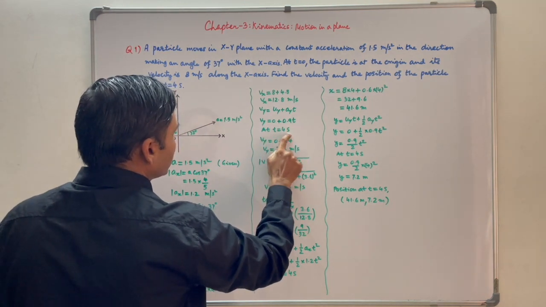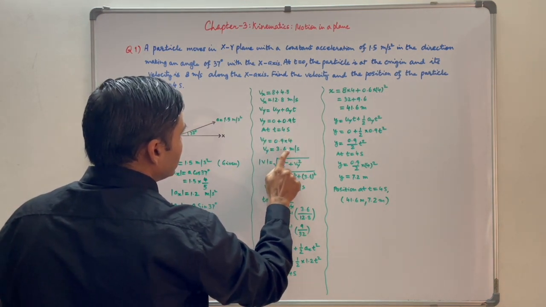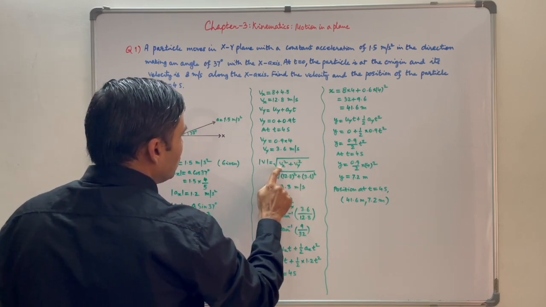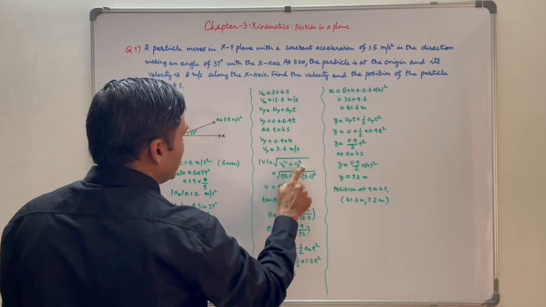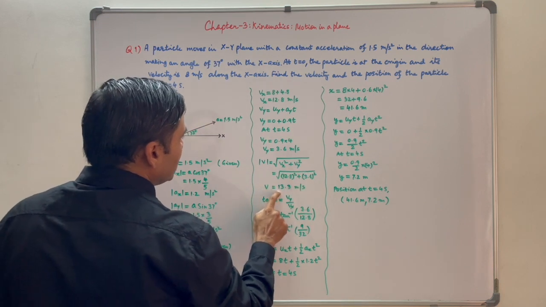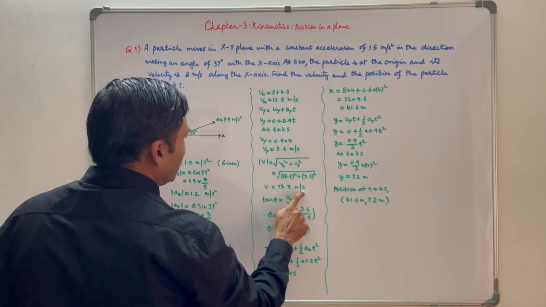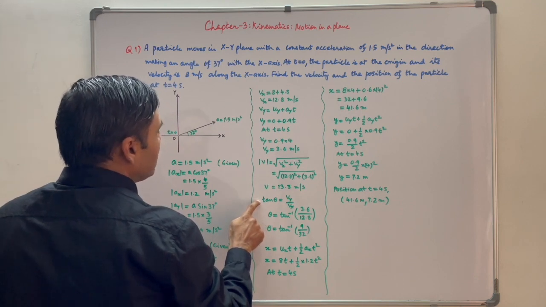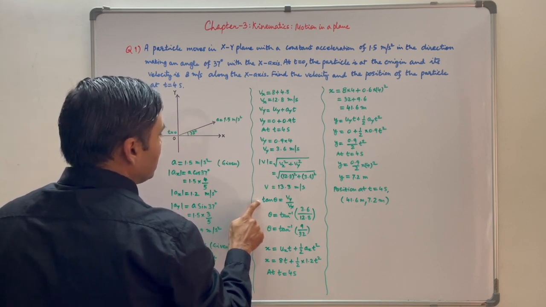At t is equal to 4 seconds, Vy is equal to 3.6 meter per second. So magnitude of V is equal to under root Vx square plus Vy square. So it comes out to be 13.3 meter per second. Now the direction of velocity vector, let's say it makes an angle of theta with the positive x-axis.